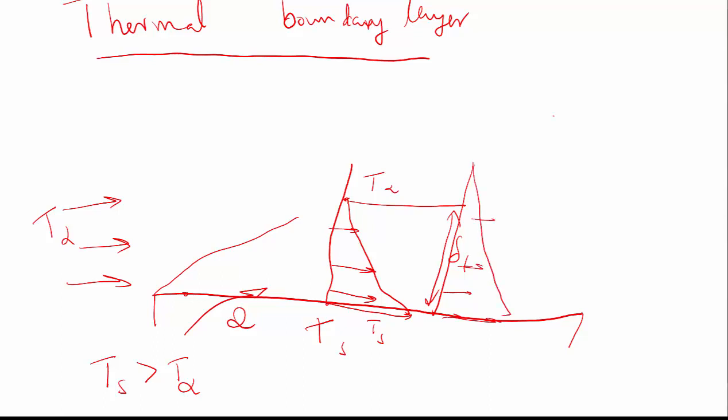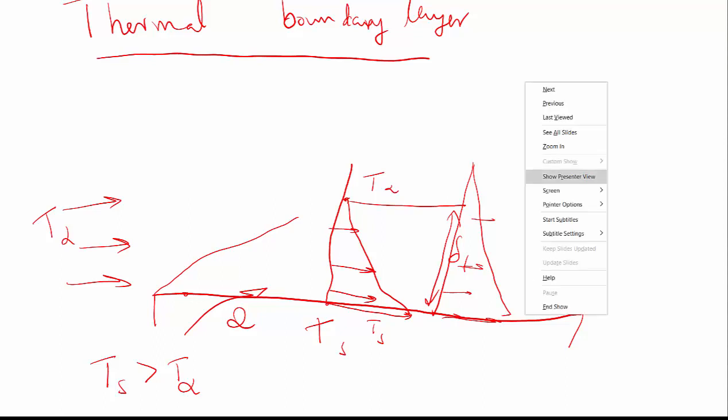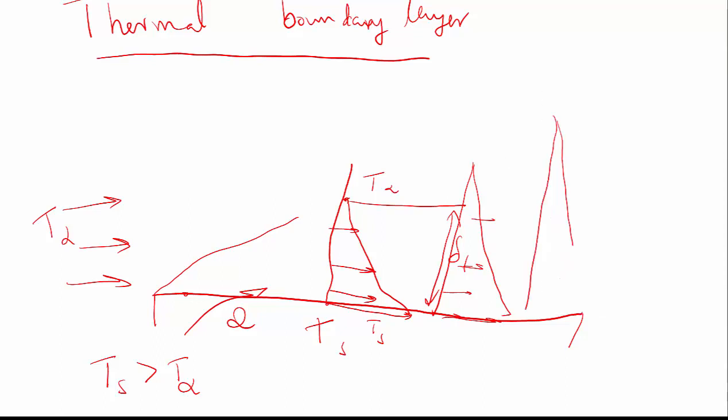Like this, the profile continuously increases. Connecting the top points of the profiles creates one locus. This locus is called the thermal boundary layer. This is called the boundary layer thickness at each and every point, based on the distance of the plate from the leading edge.